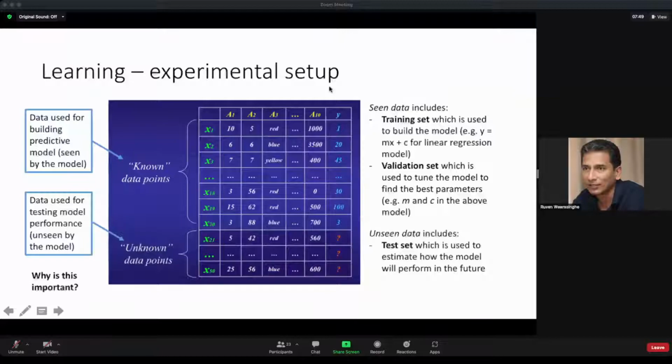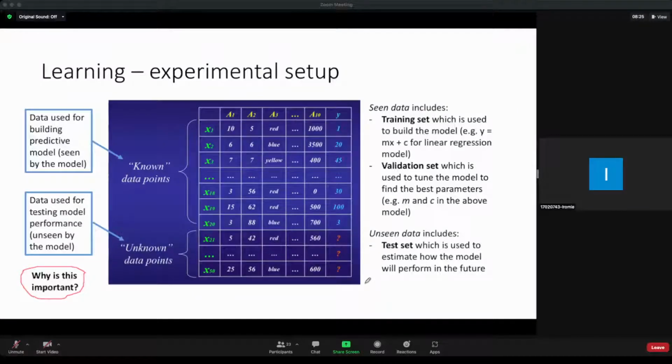The general setup is like this: some data you use for learning, another set you leave for testing. So the first question is, why do you do this? Can someone give an answer? By the way, there's no right answer. Can anyone tell us why you separate these two? To see how well the model performs on unseen data?